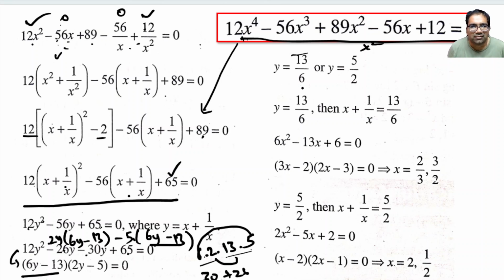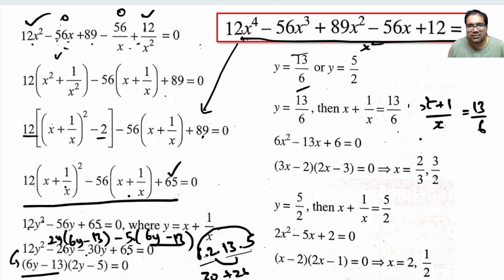And what is our y? y is our x plus 1 by x. That's what we have chosen, right? x plus 1 by x we have replaced with y. So what does that mean? x plus 1 by x is equal to 13 by 6 or x plus 1 by x is equal to 5 by 2. If it is 13 by 6, what does that mean? We will simplify this. This becomes x plus 1 by x is equal to 13 by 6.